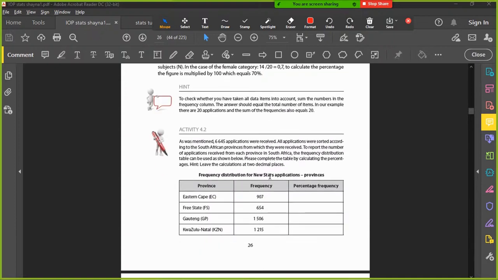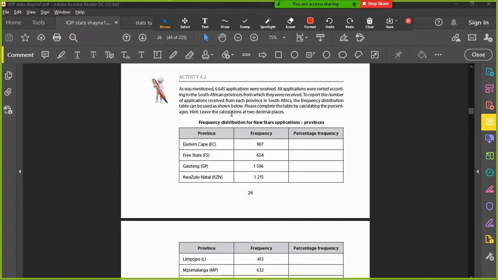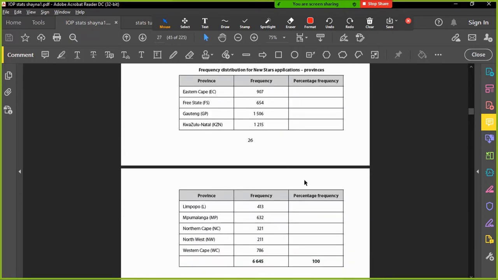Okay, let's see what else they've got here. Activity 4.2. They want you to work out the percentage frequency. You've got 6,645 applications, sorted into different provinces: Eastern Cape, Free State, Gauteng, etc. So 907 divided by the total. Hint: leave the calculation in 2 decimal places.